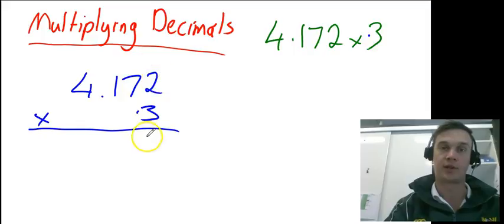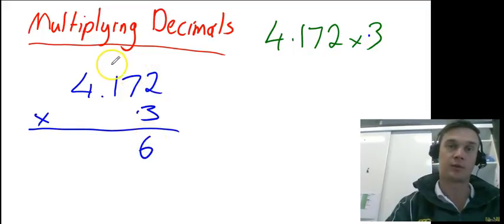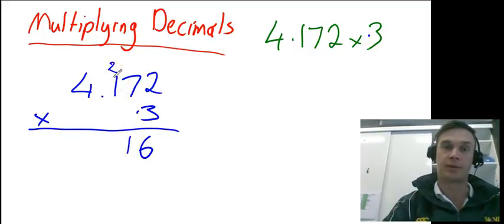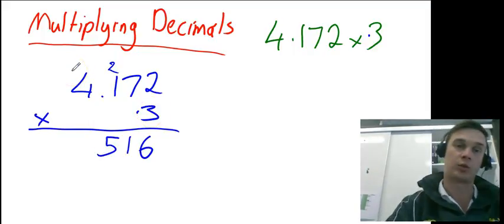So you have 3 times 2 equals 6. 3 times 7 is 21. I carry the 2 there, 1 there. 3 times 1 is 3 plus 2 equals 5. And 3 times 4 is 4, 8, 12.